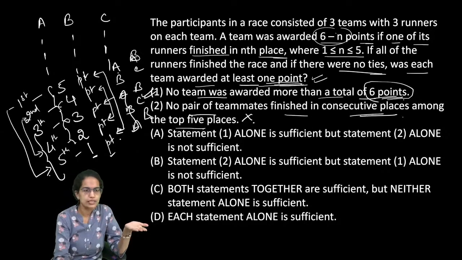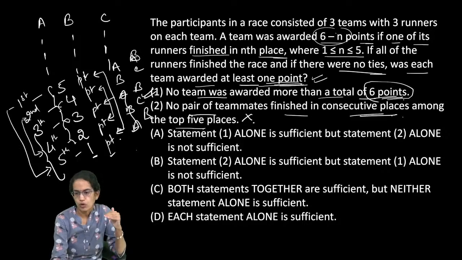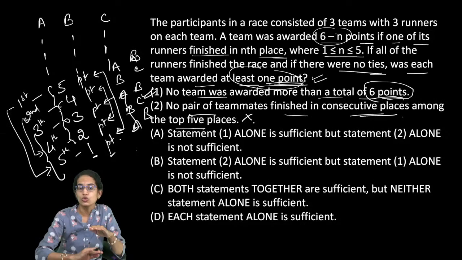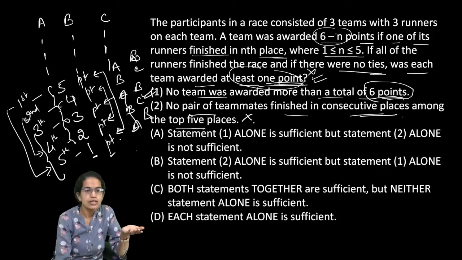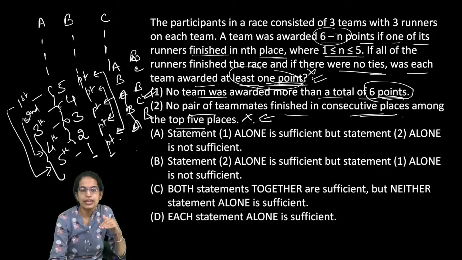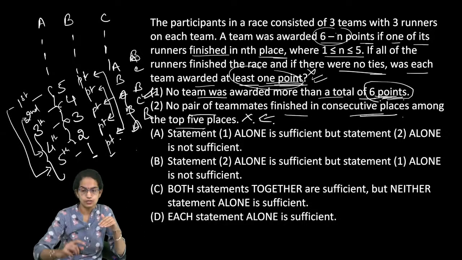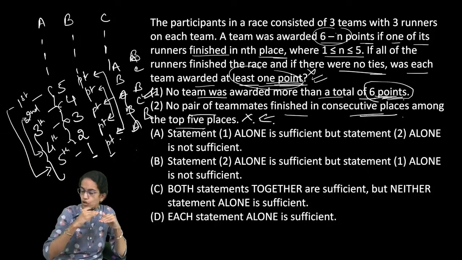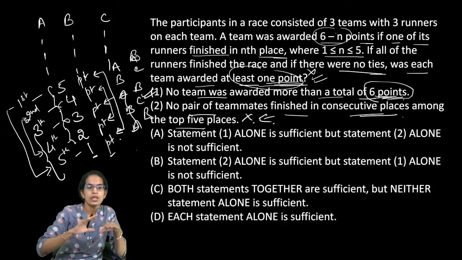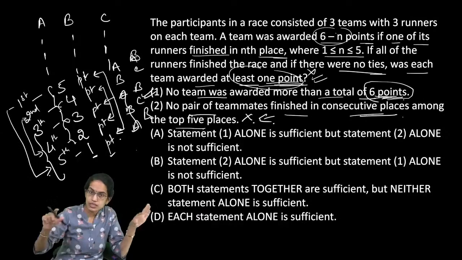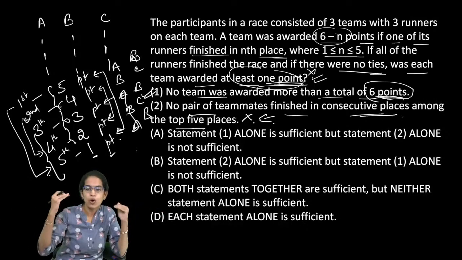But in most of the cases, you would see if I'm arranging alternately, no pair of teammates finished in consecutive places among the top 5. Then if I arrange it alternately, there can be a chance that one of the teams is totally left off and there is no point assigned to the team. And even when I'm considering this, I can take points more than 6. So don't get confused there. While I'm solving statement 2, there is no capping for maximum 6 points. If I want to say that statement 2 is independently correct, there is no capping for 6 points.